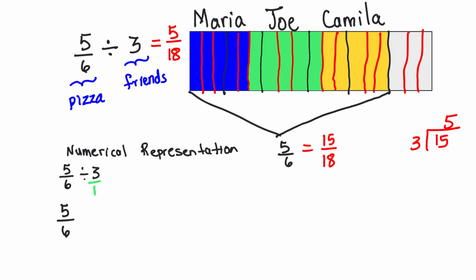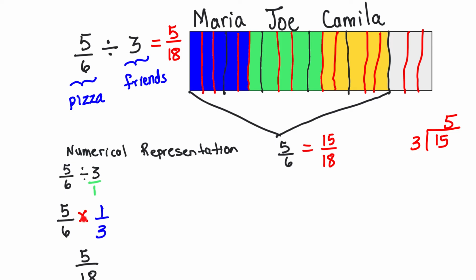The division, we're going to make it into multiplication. And then we're going to do the reciprocal, or flip the numbers around. Instead of writing 3 over 1, we are going to do 1 over 3. Then we're going to multiply 5 times 1, and that is going to give us 5. Then we're going to do 6 times 3, and that is going to give us 18. And if you notice, this 5 over 18 is the answer we got here.